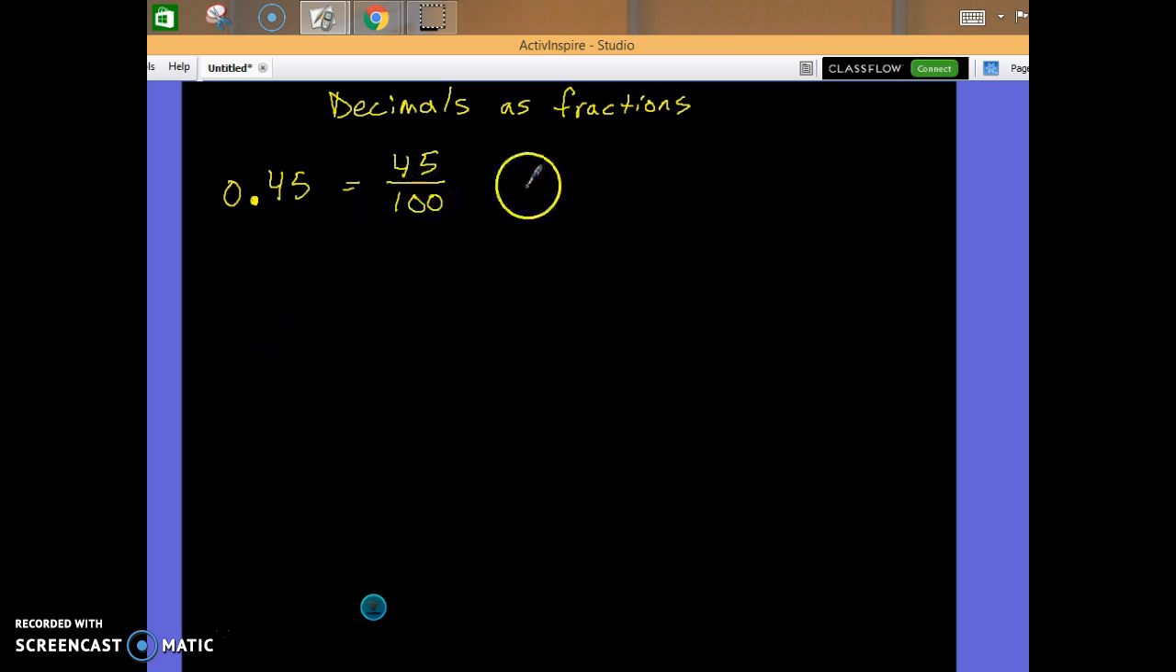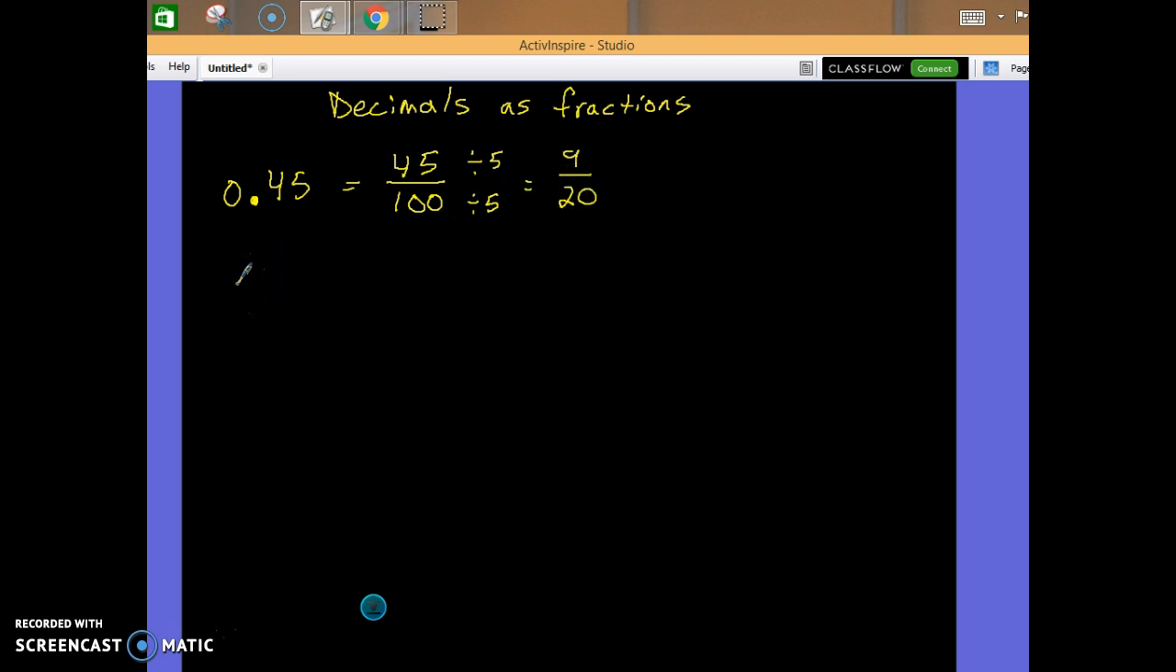So 45 over 100, and then you could simplify by dividing by 5 on both the numerator and the denominator. And so you would get 9/20. So 0.45 or 45 hundredths is the same as 9 over 20.